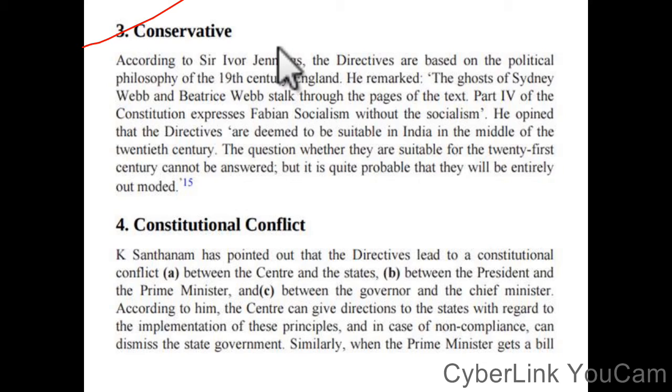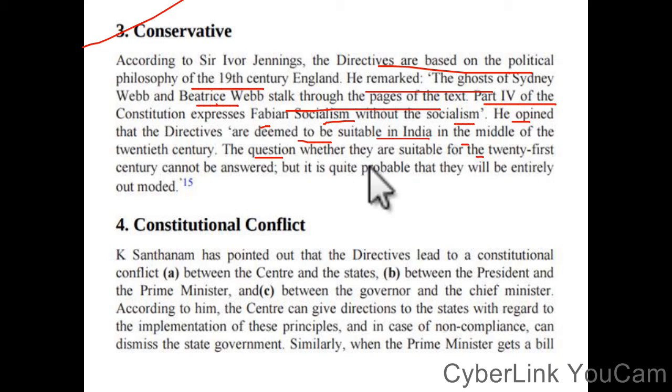Conservative. According to Sir Ivor Jennings, they are based on the political philosophy of nineteenth-century England. He remarked that the ghost of Sidney Webb and Beatrice Webb pervades the pages of Part 4 of the Constitution, expressing Fabian socialism. Without the socialism, he felt the directives are suitable for India in the middle of the twentieth century. Whether they are suitable for the twenty-first century cannot be answered, but it is quite probable that they will be entirely outmoded again.